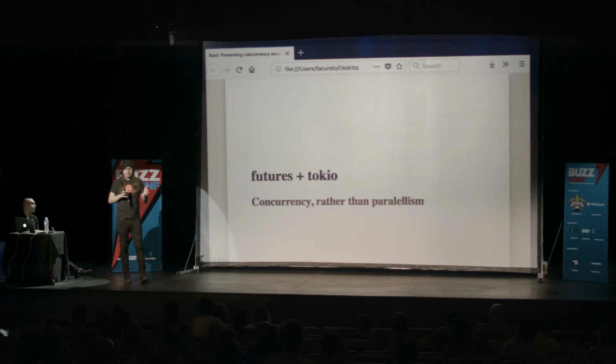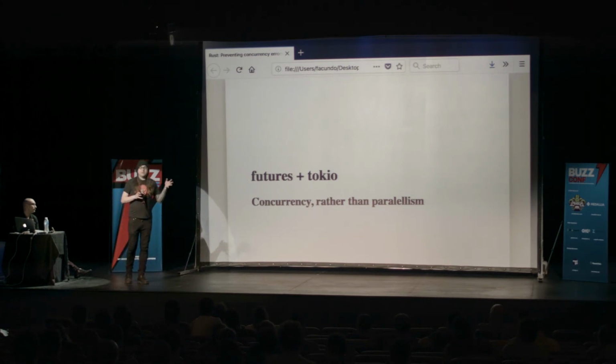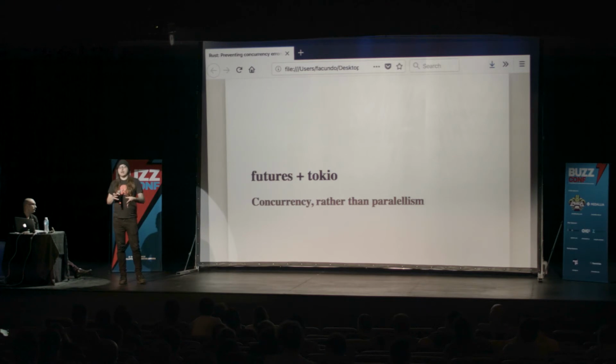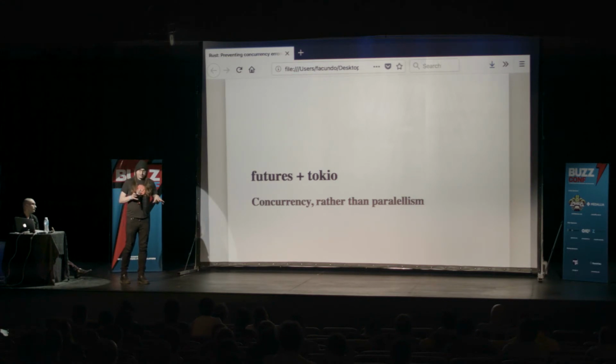That's true, but in a low-level language, what's cool is you can build your own primitives on top of it. So there are these two projects. One's called Futures, and one's called Tokio. Tokio is basically a green threading runtime built on top of Rust. And Futures is a thing that's common in a lot of different languages, sometimes called promises as well. You may have heard that name instead.